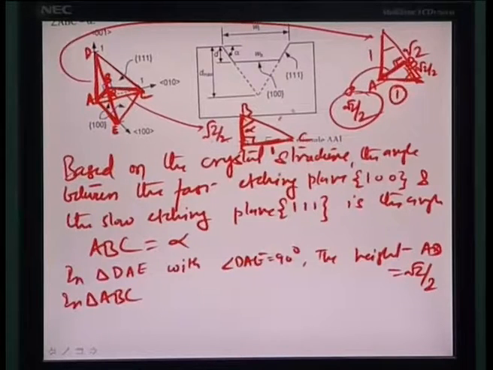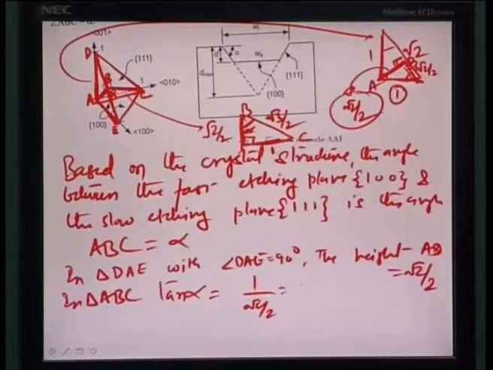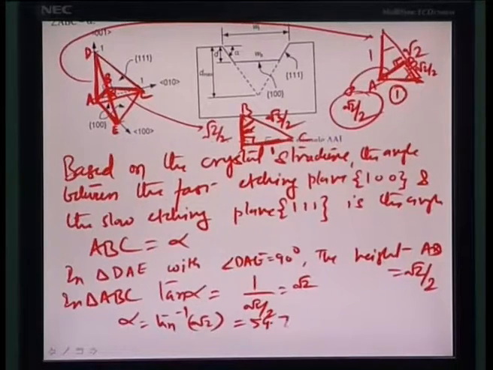Okay. So, the side is root 3 by 2, and I am not really worried about that. What I am worried about is what this alpha is. So, alpha essentially can be given by tan alpha, which in this case is 1 by root 2 by 2, or it is root 2. So alpha is equal to tan inverse of root 2, and root 2 is 1.414. The tan inverse of that is essentially equal to 54.74 degrees.